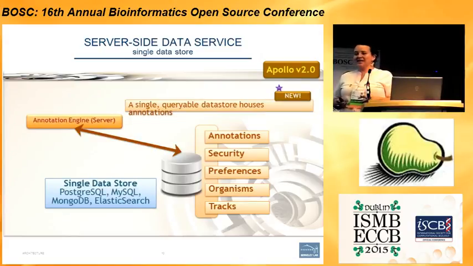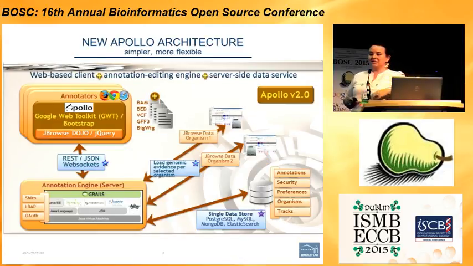And the third one is, thank you, PC. The third one is we now have a single data store that is actually queryable. We used to have a Berkeley DB. If you've had nightmares about that before, we did too, and it was not very easy to extract data from there. So now having a single data store is allowing us to store annotations and security preferences, organisms, and tracks all in the same place, and it's all queryable.